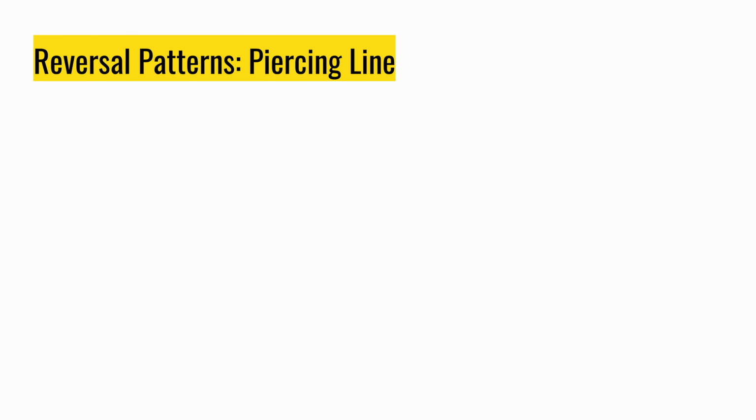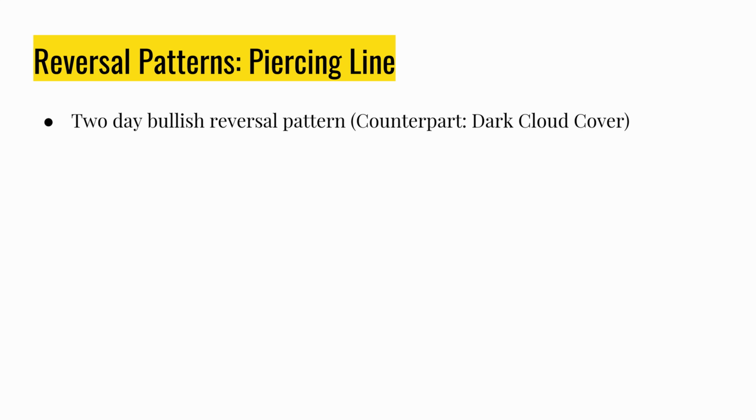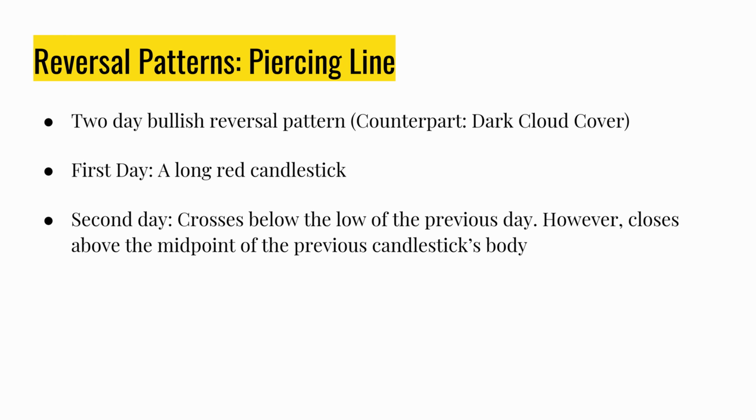The opposite of a dark cloud cover is a piercing line pattern. Like the dark cloud cover, this is a 2-day bullish reversal pattern. On the first day, a long red candlestick is produced. On the second day, we open below the low of the previous day. At this point, this still represents a bearish price action as we made a lower low. However, price decides to close above the midpoint of the first day's candlestick body.